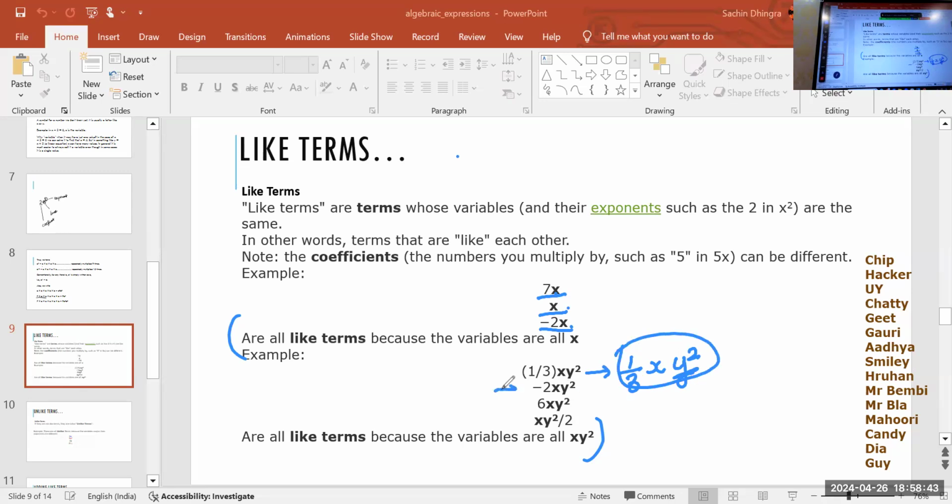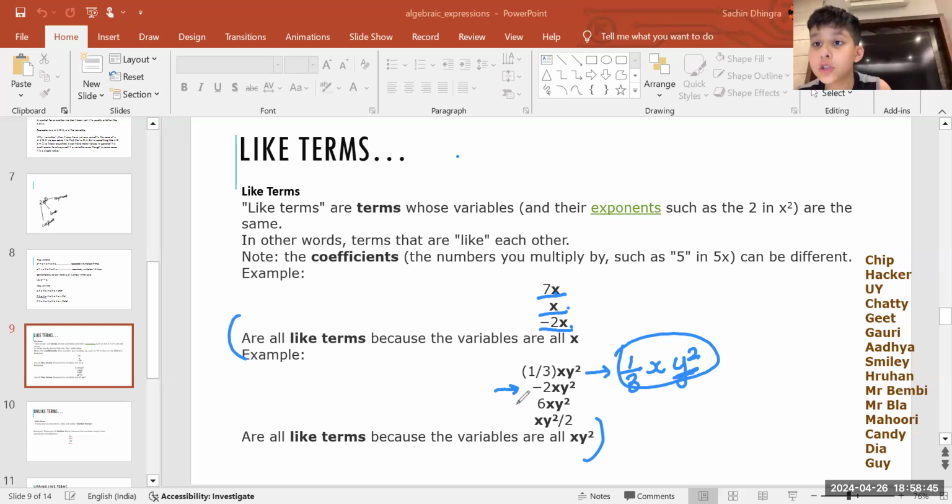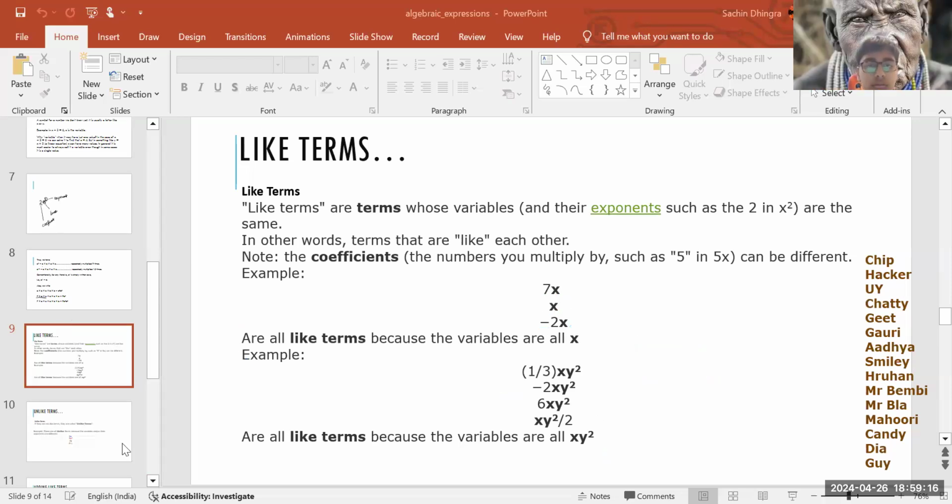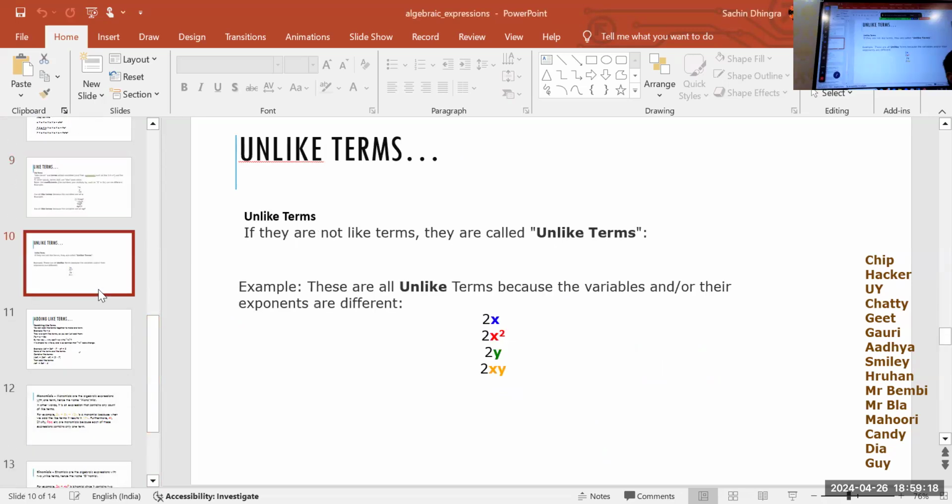Yes, Gauri, next one. 2xy square, minus 2xy square, 6xy square, xy square by 2. These are all like terms because the variables are all xy square. So these are all like terms. We can always add them, subtract them.